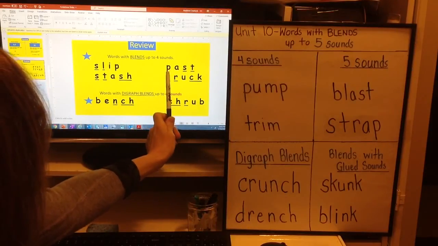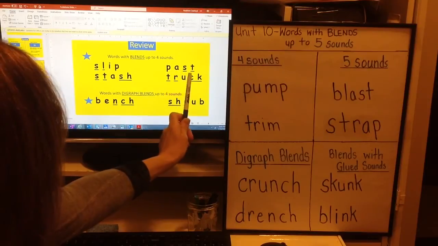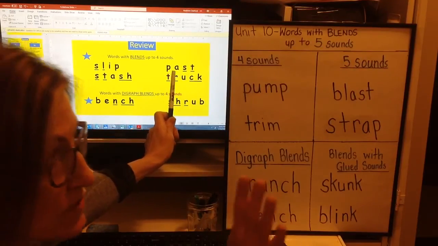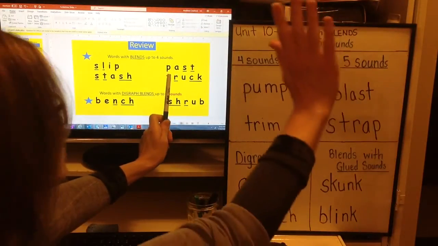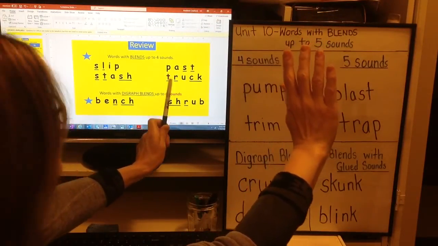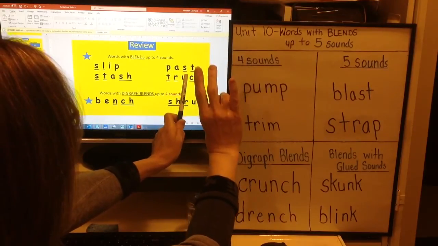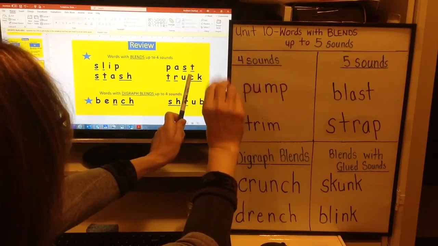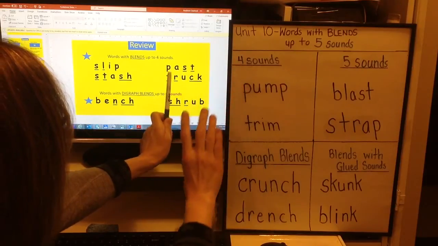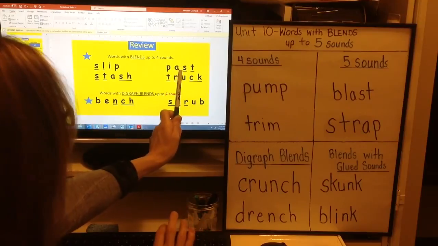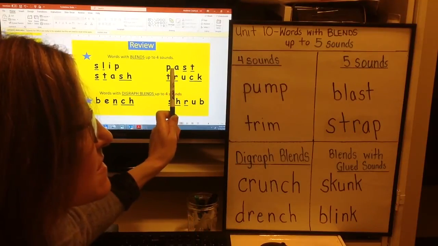Now take a look at this word here, okay? Let's tap this word out together. Well, let me do it first so you see, and then you could try. Ready? I'm going to put my elbow up, and I'm going to tap. You just watch for a minute. P, a, s, t, past. There are 4 sounds in this word. 1, 2, 3, 4. What is the blend, boys and girls?